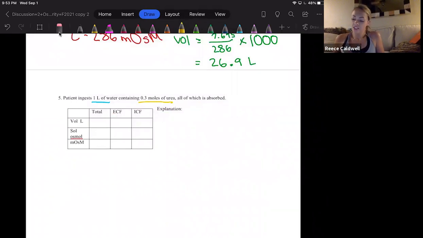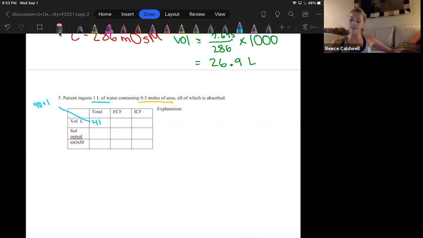So what we're going to do is first add our liter of water that we consume to our total body of water. So we will have 41. And the way we did that was take that original 40 and add that 1 liter of water we just consumed.